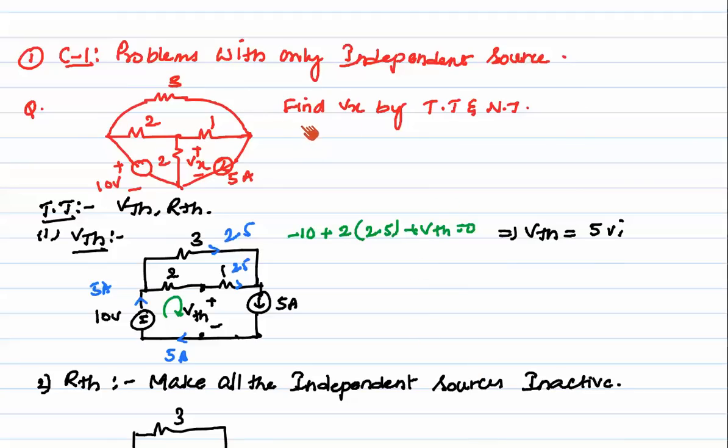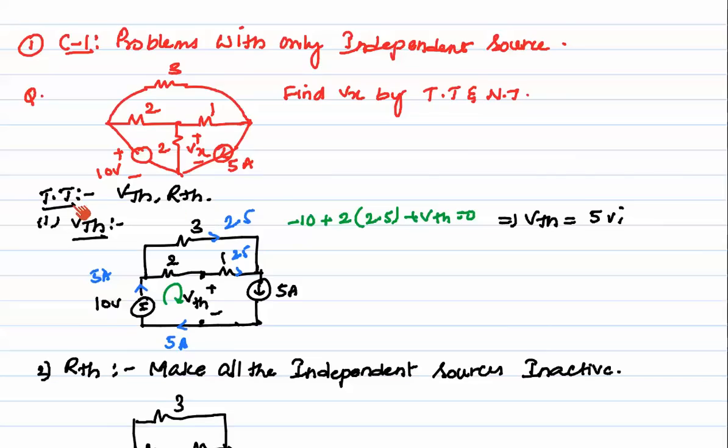So in the case of Thevenin's theorem, we may expect three different cases. The first case is problems with only independent sources. That means we have only independent sources here. So here, find Vx by Thevenin's theorem and Norton's theorem. We have solved this same problem in our node and mesh analysis concept, and here we are going to solve the same problem, and we will see whether we get the same answers or not.